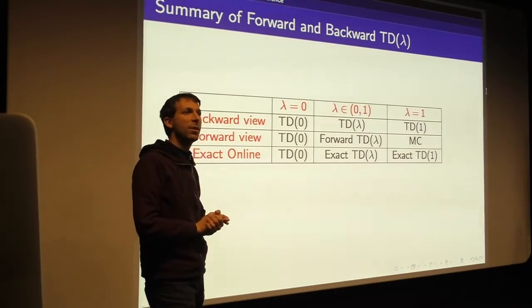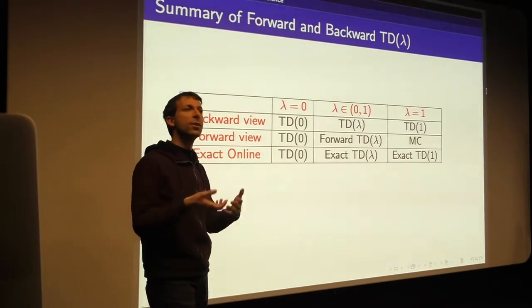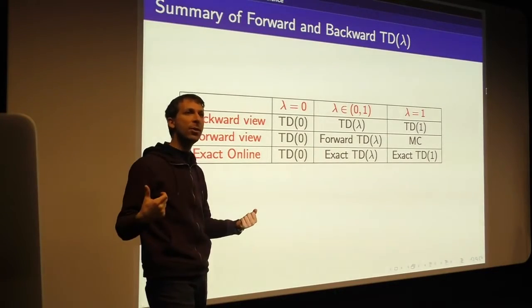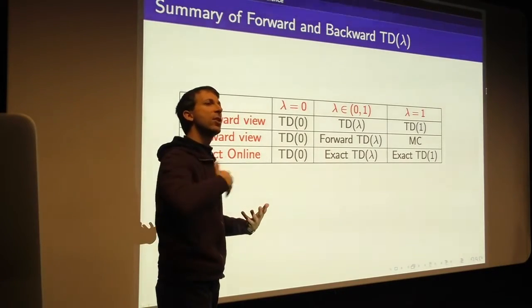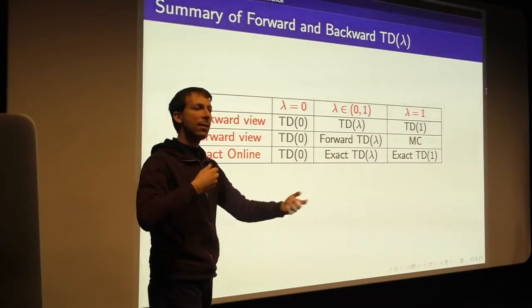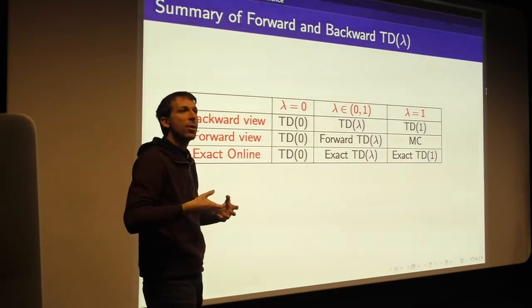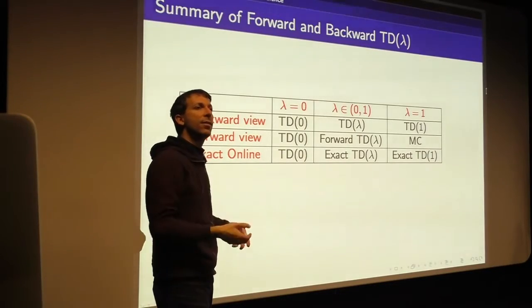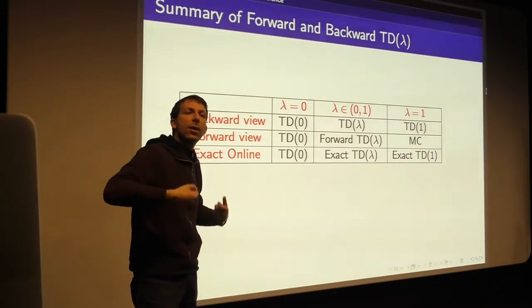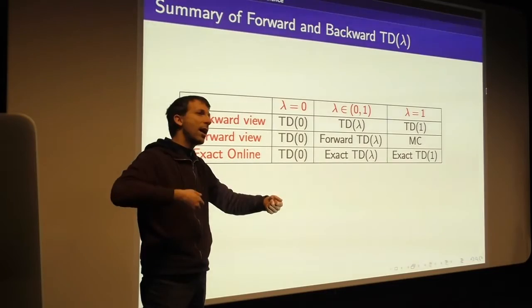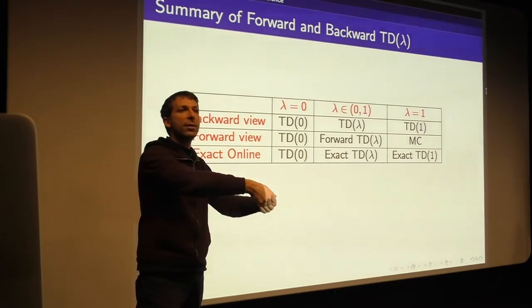So TD lambda gives you a spectrum between TD0 and Monte Carlo. And it has two implementations: this forward view that gives you a theoretical way of averaging over all your n-step returns, and this backward view where you accumulate eligibility traces, which can be very efficiently updated and just tell you how much credit you should assign to each of those states.